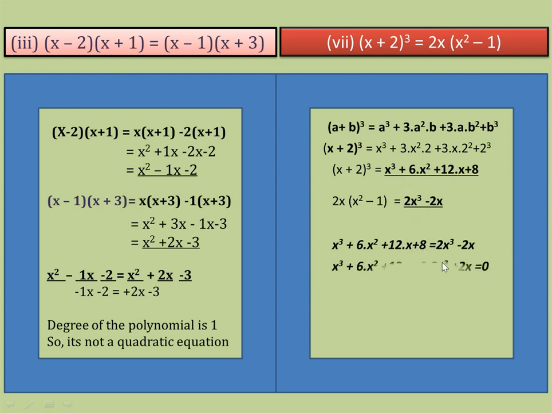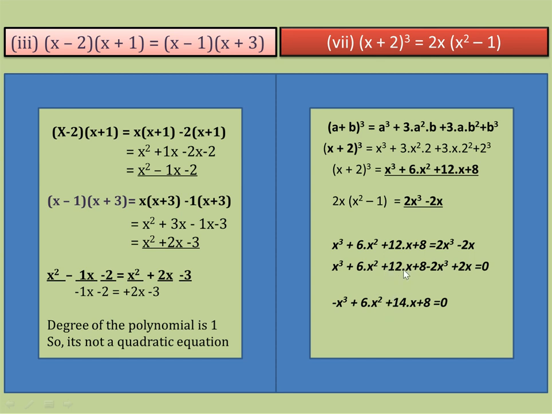Next, take this 2x cube minus 2x to the left side. Okay, next simplify. It becomes x cube and minus 2x cube, so it's minus 1x cube, or simply minus x cube. 6x square, here we have only a single term, so you must write 6x square only.